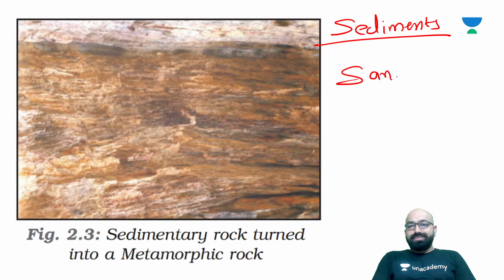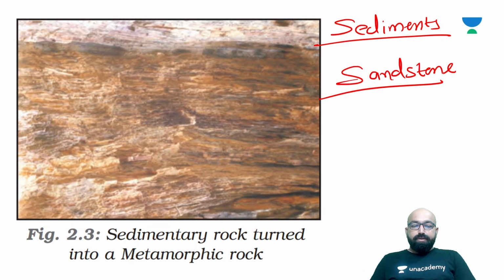Sandstone is an example. Sandstone is made up of grains of sand. These rocks may also contain fossils of plants, animals, and other microorganisms that once lived on them.